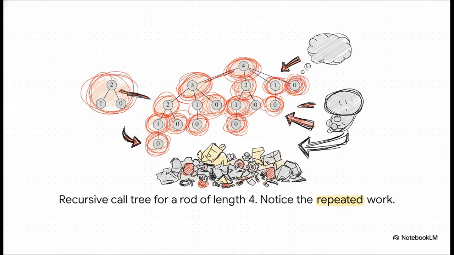And this slide right here visualizes the waste perfectly. To find the best way to cut a simple rod of length 4, our basic algorithm ends up recalculating the best price for a rod of length 2 multiple times. It does the same thing for length 1 and for length 0. You can literally see the branches of this tree repeating themselves. All that redundant work is exactly what makes this brute force method so incredibly slow.